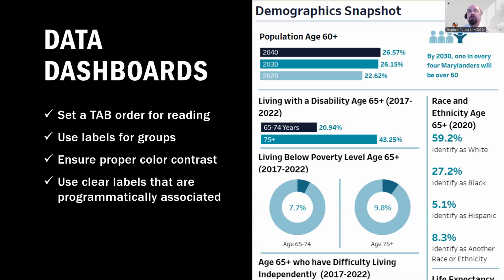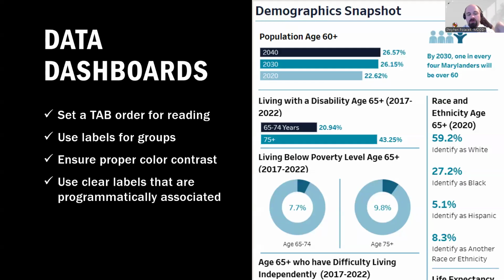In this case, this demographic snapshot is from a state agency that was collecting information, and they put it on Tableau. So the thing to remember here is that we want to set a tab order for reading, and we want to use labels for our groups, because a lot of the times, a lot of these dashboards work by groups. So in this case, visually, we have separations for the population age, for the living with a disability, age 65 plus, the living below poverty level, age 65 plus, and so forth.